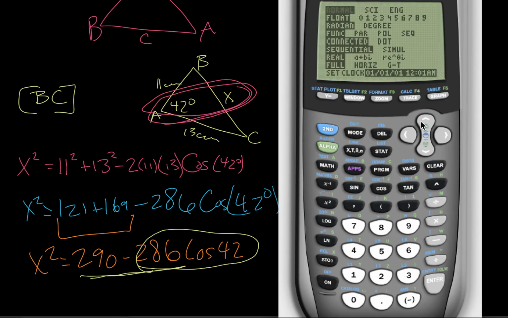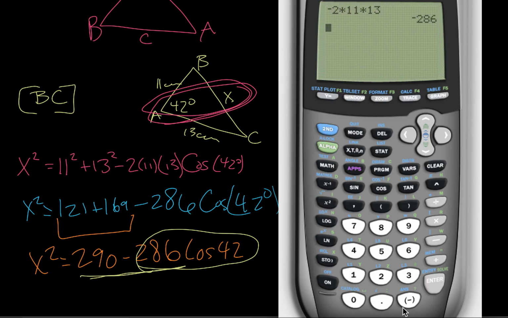Now, make sure you check to see that your calculator's in degrees. You just hit mode and go down to degrees and then hit enter. And then we're going to say negative 286 times cosine 42. And then while I'm at it, I'm just going to add the 290 so we can be done. We could have put this whole line in all at once. I probably should have done it that way. But if you put that in, it's 77.46.